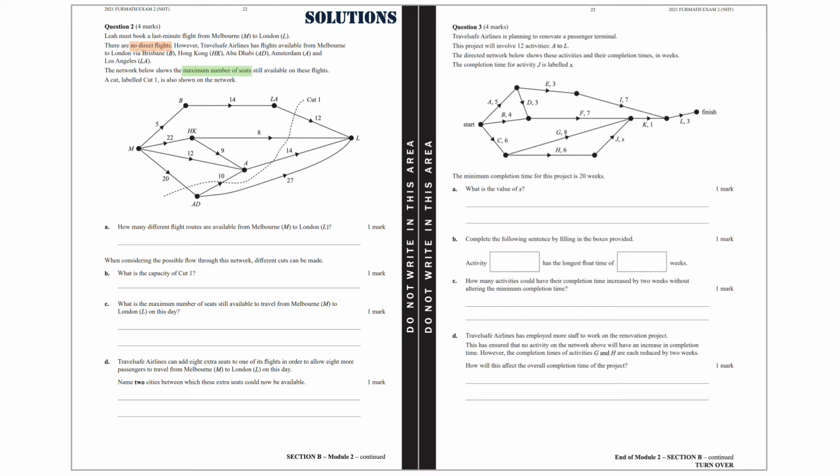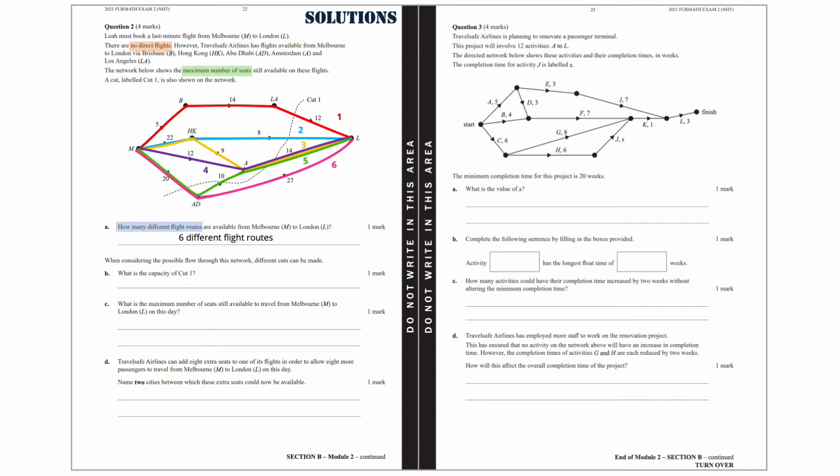Part A. How many different flight routes are available from Melbourne to London? There is one from Melbourne to Brisbane to LA to London, a second one from Melbourne to Hong Kong to London, a third one from Melbourne to Hong Kong to Amsterdam to London, a fourth one from Melbourne to Amsterdam to London, a fifth one from Melbourne to Abu Dhabi to Amsterdam to London, and a sixth one from Melbourne to Abu Dhabi to London. So there are 6 different flight routes.